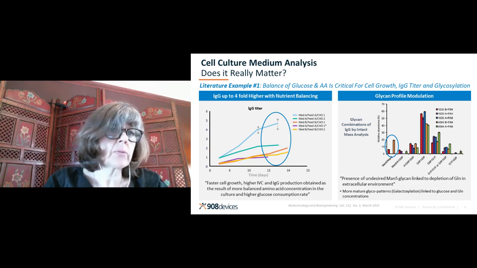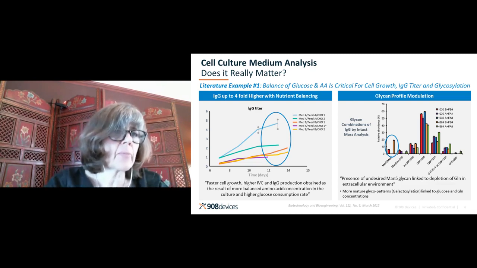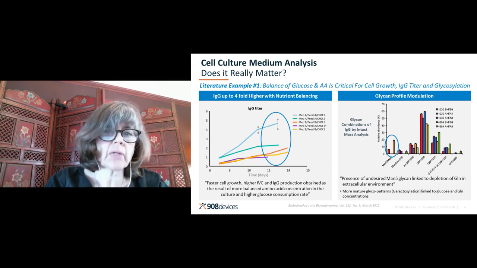So does it really matter to look at the details of amino acid composition and consumption? Yes, it does. Here is the first example from a very nice paper published about 6 years ago, where it was demonstrated that the balance of glucose and amino acid is critical for cell growth, IgG titer, and also glycosylation patterns. And we can see here that different types of media and feeds on two different cell lines gave widely different titers.